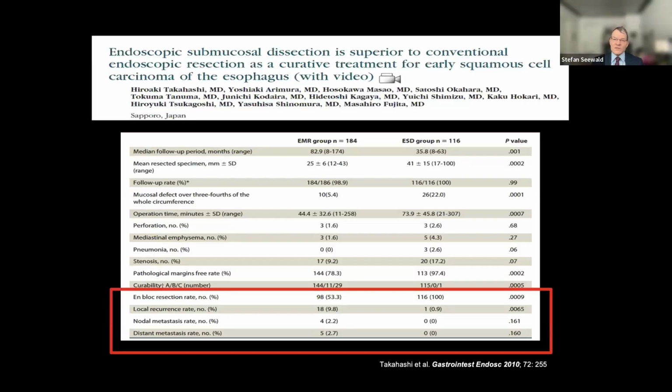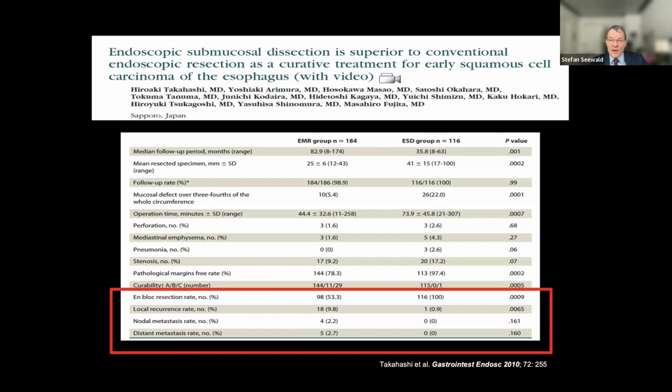Okay, let me come now to endoscopic mucosal resection. This is a paper from 2010, but it has a large number of patients. There, endoscopic mucosal resection was compared with endoscopic submucosal dissection in 184 and 116 patients. And the result is very interesting. In the EMR group, there is an en bloc resection rate of only 50%. And in the follow-up, we have a local recurrence of almost 10%. This is relatively high. Also in the long-term follow-up, we have nodal metastasis and also distant metastasis in about 3% of the cases. So this is relatively high.